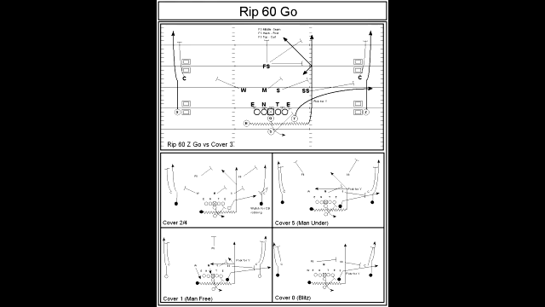Rip 60 go. And what this basically means is, rip means motion to the right, 60 means the quarterback takes a semi rollout to his right, rolling out to just wide of the tackle. And go is the passing concept.